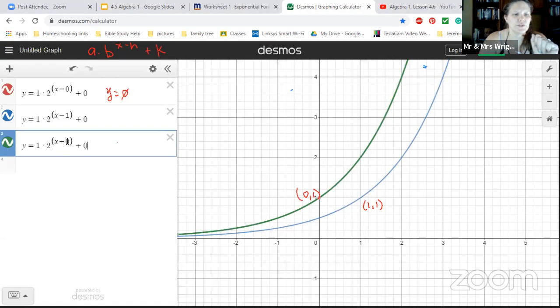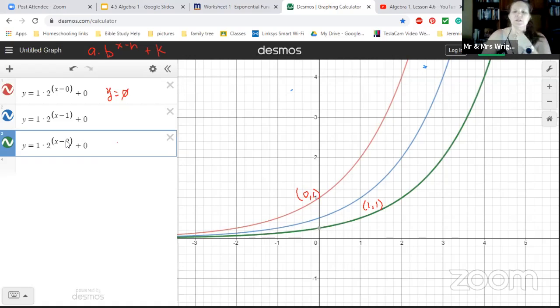Well, in order to move it over 2 spots, instead of having a 1 in there, we would have a 2. You see how this point right here moved over 2 spots. So this is the point (2, 1), because it's a horizontal 2 and a vertical 1. Okay, so this horizontal change is clearly changing the moving over.